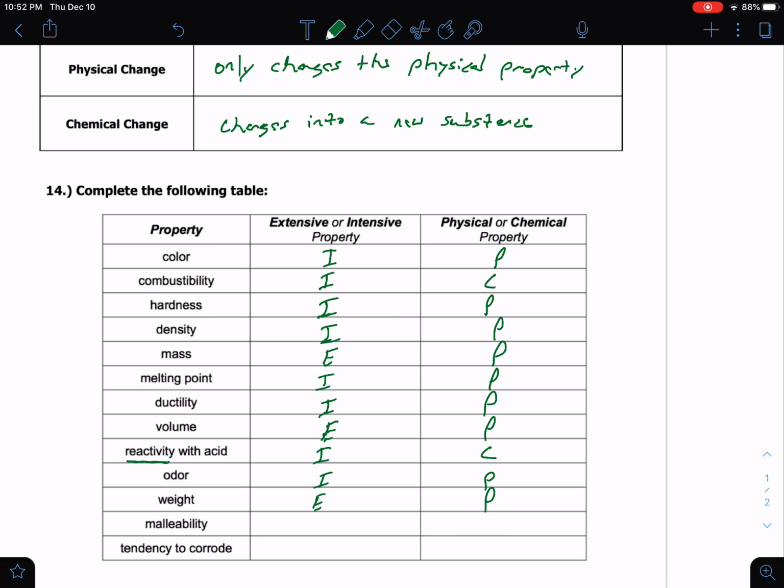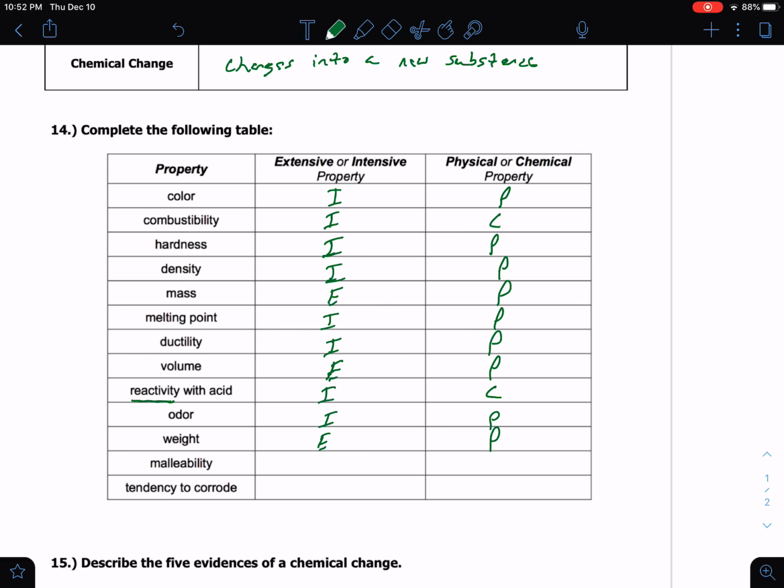Malleability is just the ability to basically bend it. This is going to be intensive. Doesn't matter how much there is, and this is going to be physical. And then tendency to corrode, so basically the tendency to rust, things like that. This is going to be intensive. And once you corrode, you are changing the substance, so this would be a chemical property.